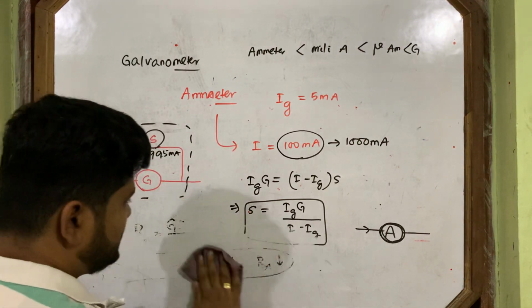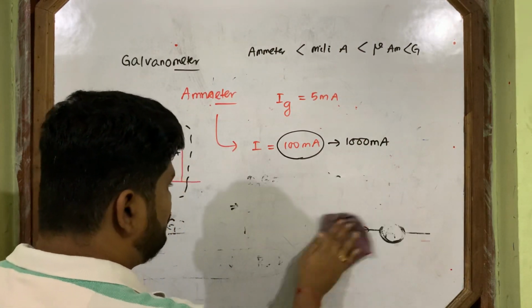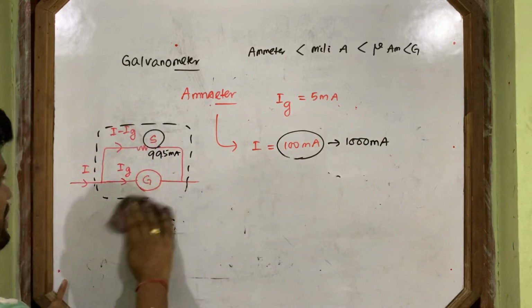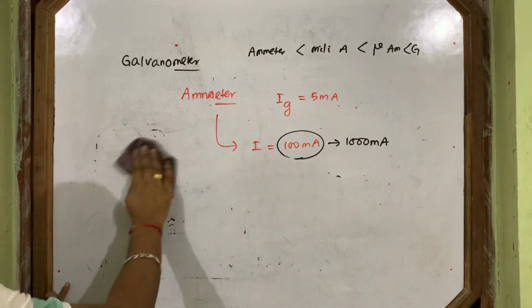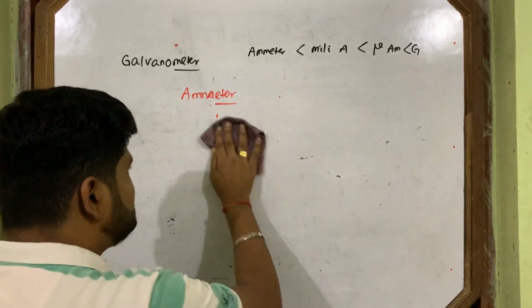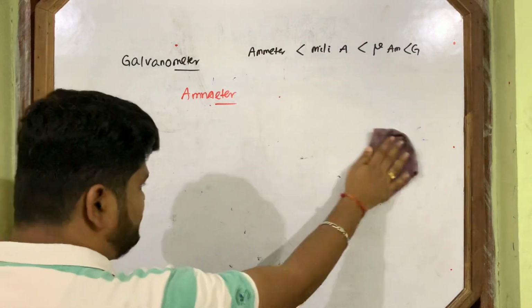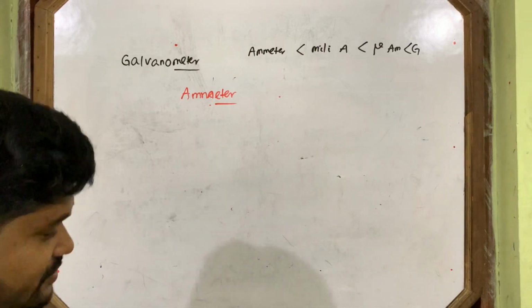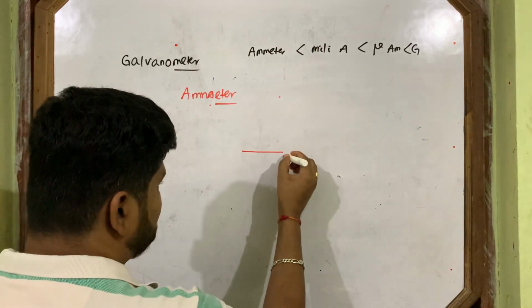Now we go to the conversion of galvanometer into voltmeter. How do we convert the galvanometer into a voltmeter? A voltmeter is the device which is used to measure potential difference. All of you know about this voltmeter. So let's connect. This is the galvanometer.